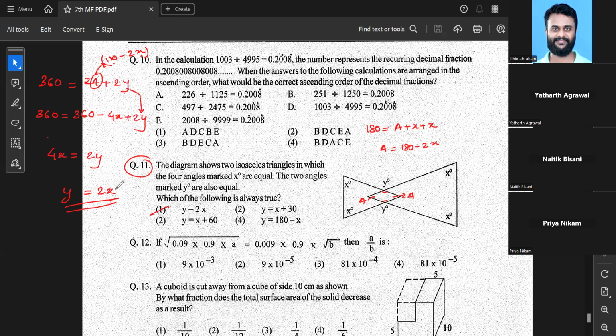Sir, I took what you have written as capital A as 180 minus 2x, and that other one also 180 minus 2x. So 180 minus 2x plus y is equal to 180. 180 gets cancelled and minus 2x goes to the other side. So y is equal to 2x. You can do that. Not a problem.